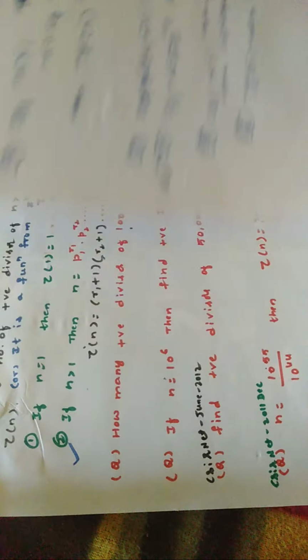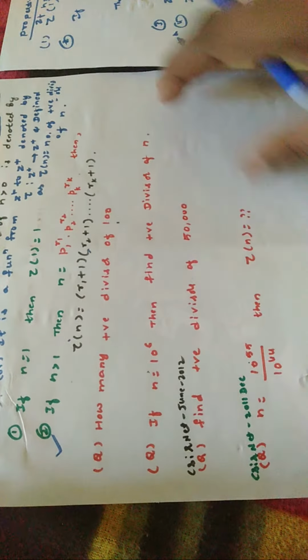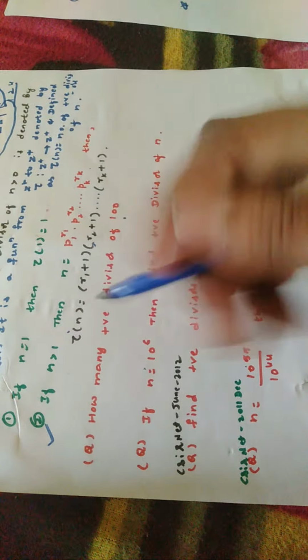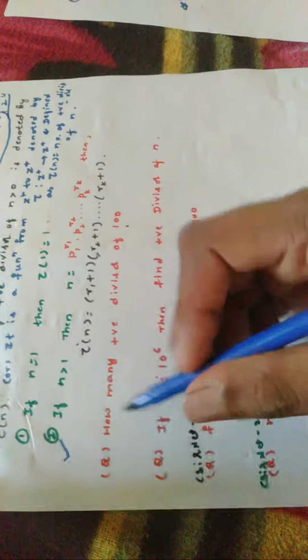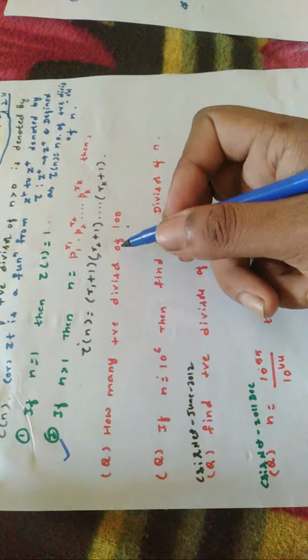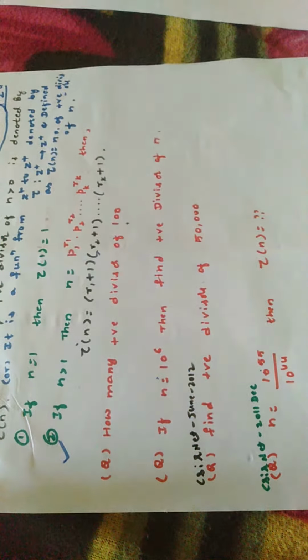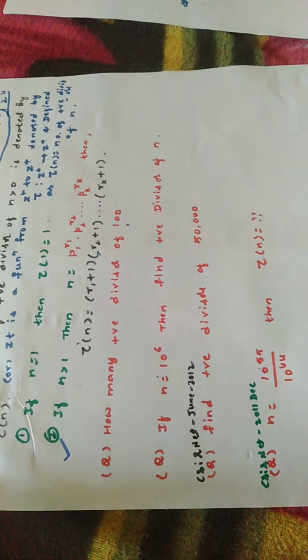That means the number of positive divisors of n. Now we are going to discuss some questions related to the tau function. How many positive divisors of 100? How to find it?